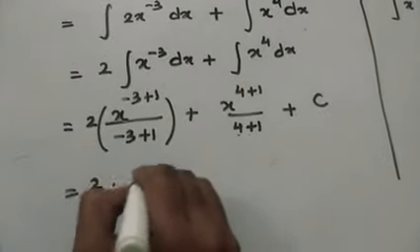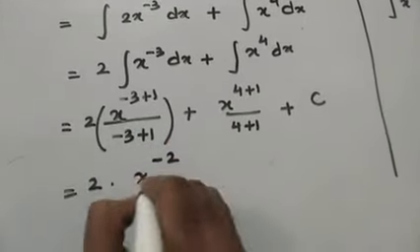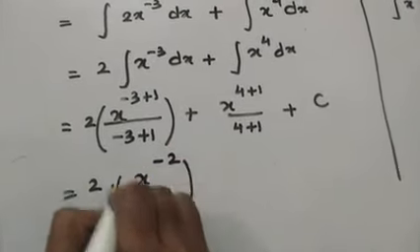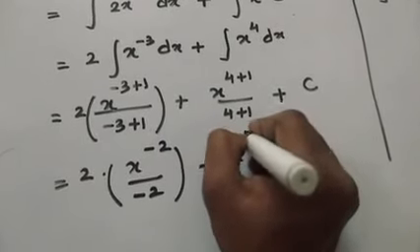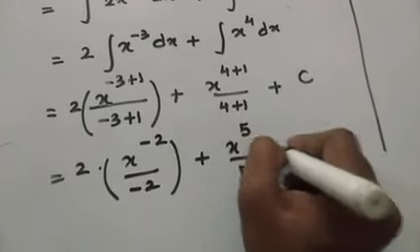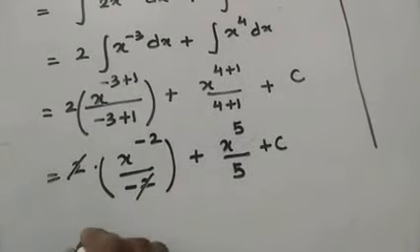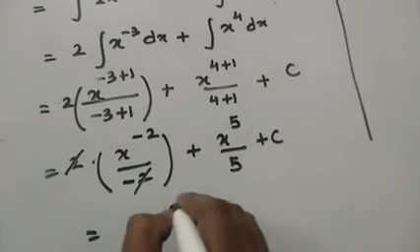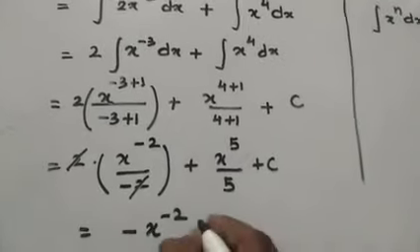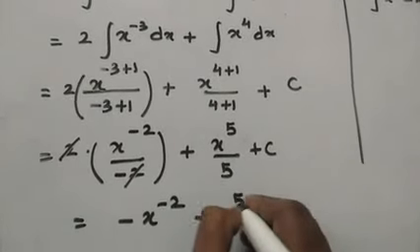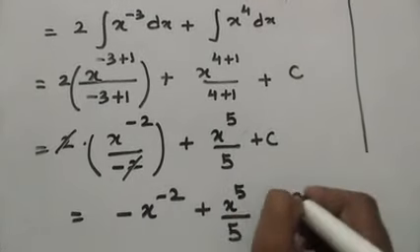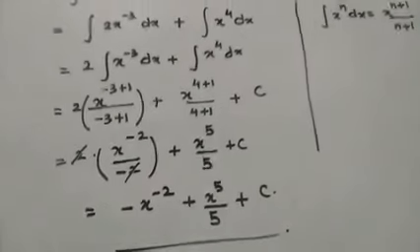So x to the power minus 3 plus 1, that is minus 2, divided by minus 2, plus x to the power 4 plus 1, that is 5, by 5, plus c. Now 2 and 2 cancel, so minus x to the power minus 2 plus x to the power 5 by 5 plus c. Answer. Clear?